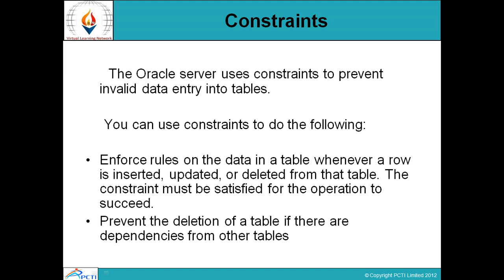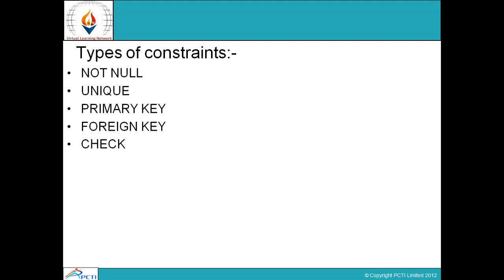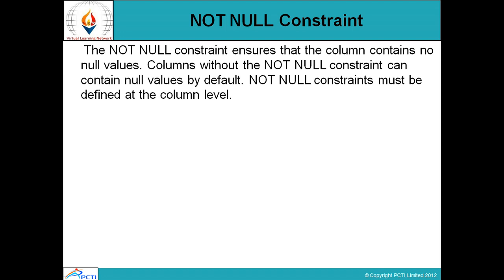Next, constraints prevent the deletion of a table if there are dependencies from another table. For example, if two tables exist and one table contains some data and another table contains related data, we can extract the data from both and easily insert data by using constraints. The types of constraints are not null, unique, primary key, foreign key and check constraints. Now let's see how we can apply these constraints on the database.